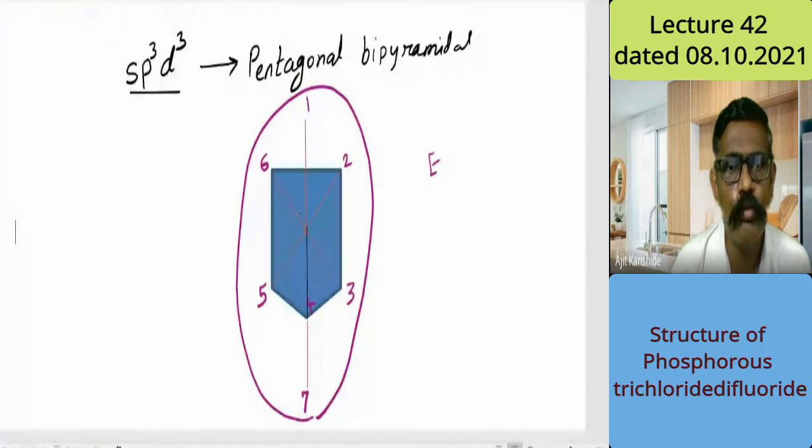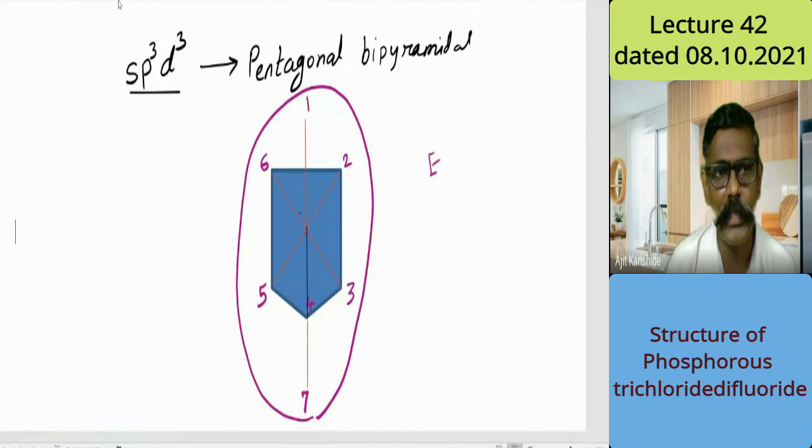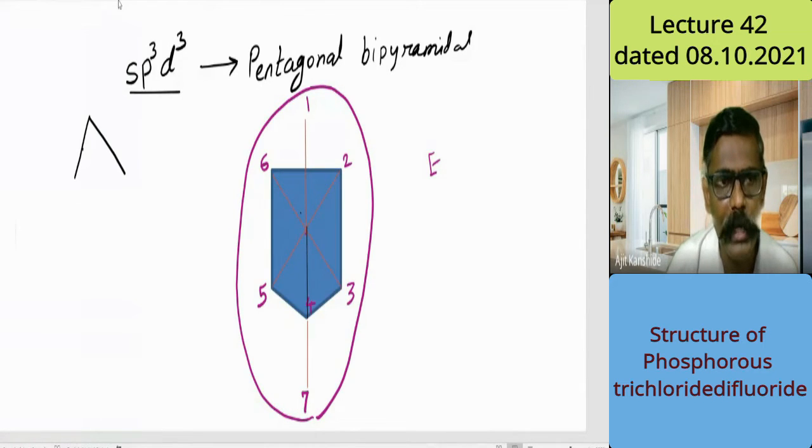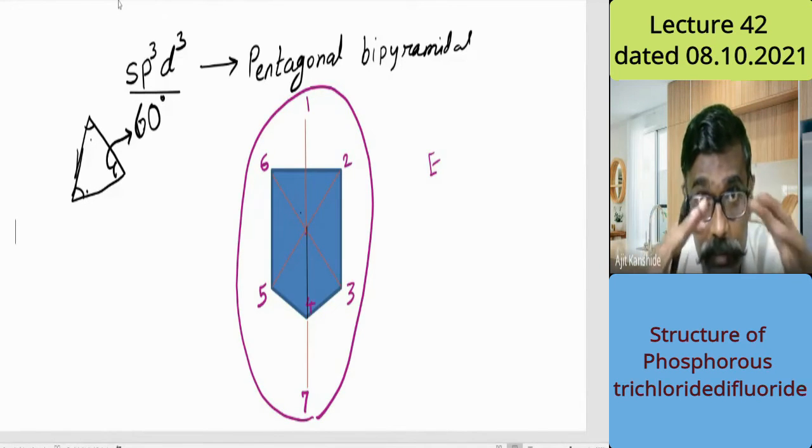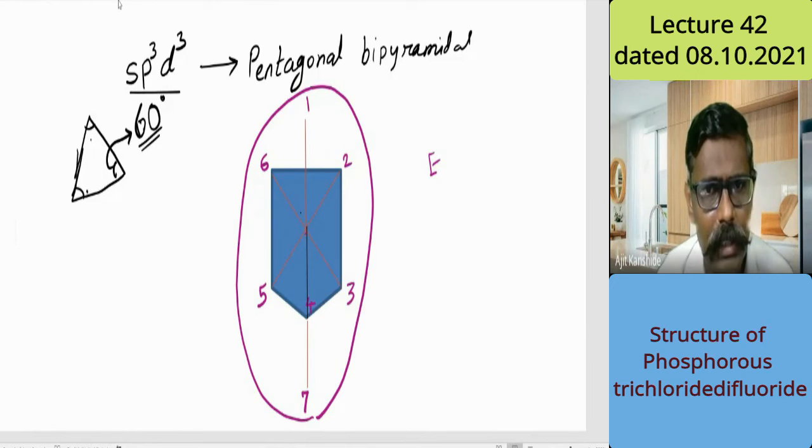We are considering a pentagon. See, when we consider a triangle, what remains the bond angle? This angle in the triangle. Is it 120 degree or 60 degree? It's 60 degree, 60, 60. The total of the internal angles in a triangle remains 180 degree. Are you understanding what I'm saying? Yes, sir.